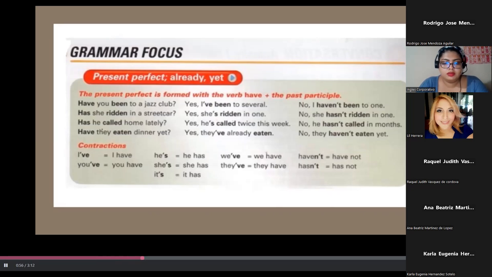Have they eaten dinner yet? Yes, they've already eaten. No, they haven't eaten yet. Contractions. I've equals I have. You've equals you have. He's equals he has. She's equals she has. It's equals it has. We've equals we have. They've equals they have. Haven't equals have not. Hasn't equals has not.